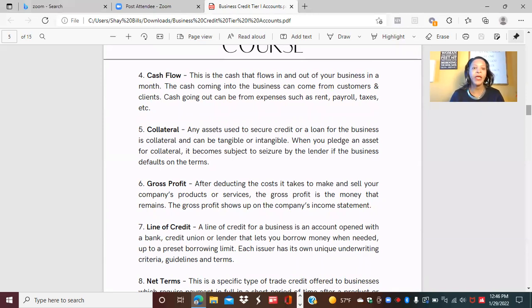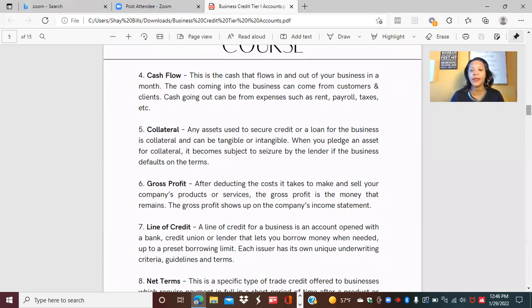That's important. Collateral, any assets used to secure credit or a loan. So collateral, I like to look at it like this. If I put up my house, then I can get a loan for $250,000. My house acts as collateral for the loan. If I don't pay the loan back, I could lose my house. Okay, that's how collateral works. Gross profit.